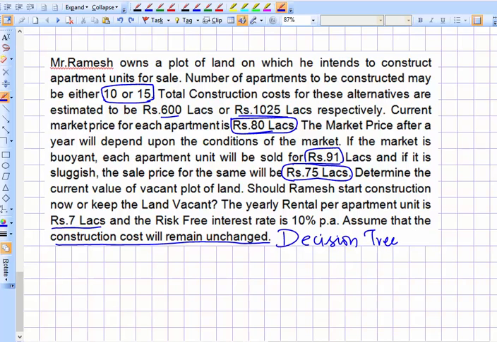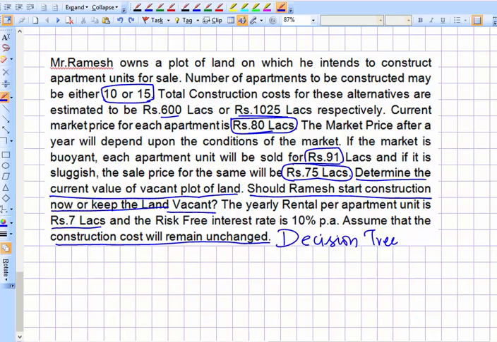So what is your starting point? Where do you have a choice? Okay, so what is the choice in front of you? And I think that's clear in the question. The question says determine the current value of vacant plot of land. For that, should Ramesh start construction now or keep the land vacant? It means should he start construction now or should he keep it vacant now?